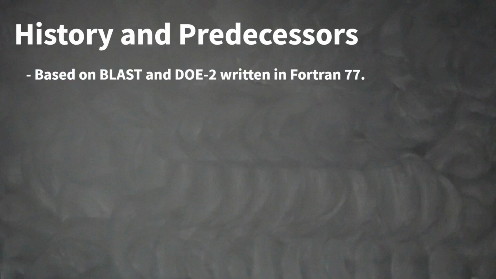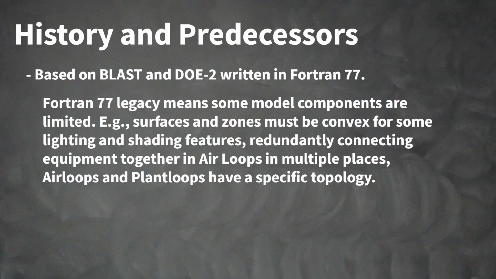EnergyPlus was a combination of the code from two previous building energy modeling softwares called BLAST and DOE2, which were both written in Fortran 77. Because EnergyPlus was a combination of these two softwares and they were quite old, the Fortran 77 legacy means some model components are limited. For example, surfaces and zones must be convex for some lighting and shading features to actually work in the building model.